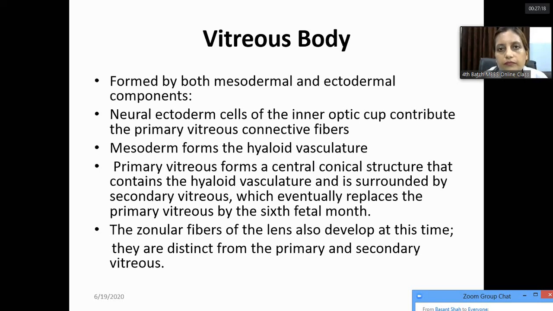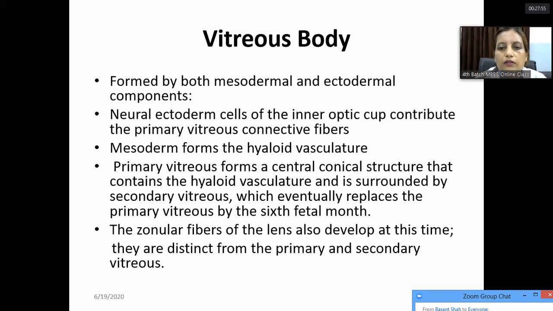So now coming to the vitreous body. Behind the lens is the vitreous body. It is formed from both the mesodermal and ectodermal components. Neural ectoderm cells of the inner optic cup contribute the primary vitreous connective fibers, and mesoderm forms the hyaloid vasculature. So primary vitreous forms a central conical structure that contains the hyaloid vasculature, and it is surrounded by secondary vitreous, which eventually replaces the primary vitreous by the sixth fetal month.